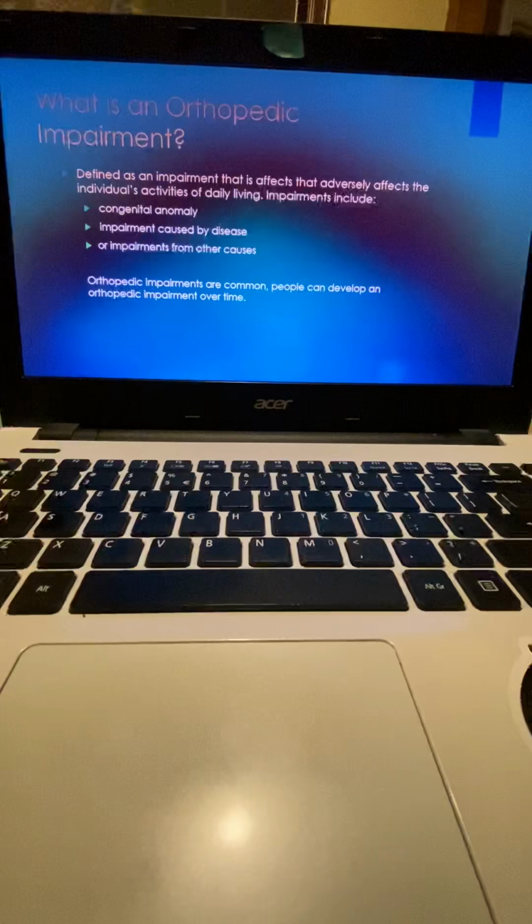Orthopedic impairments are actually very typical in our generations, and although some people may be born with these types of impairments, in other words, they're congenital, there are some people who unfortunately may come across a life event that causes them to develop an orthopedic impairment. And slowly but surely, due to this impairment, this individual may need to adapt to their new lifestyle to be able to perform their activities of daily living.